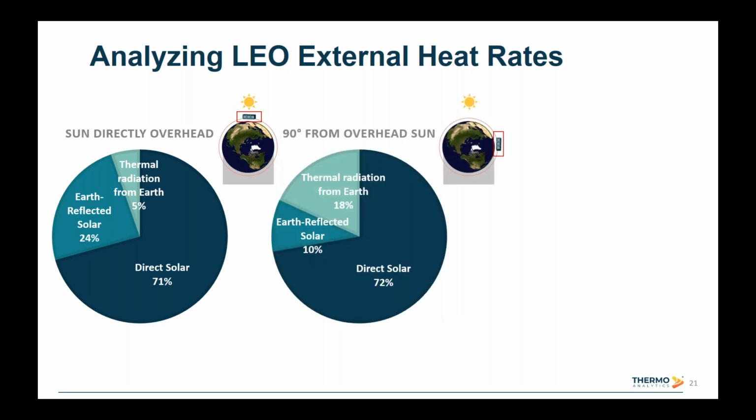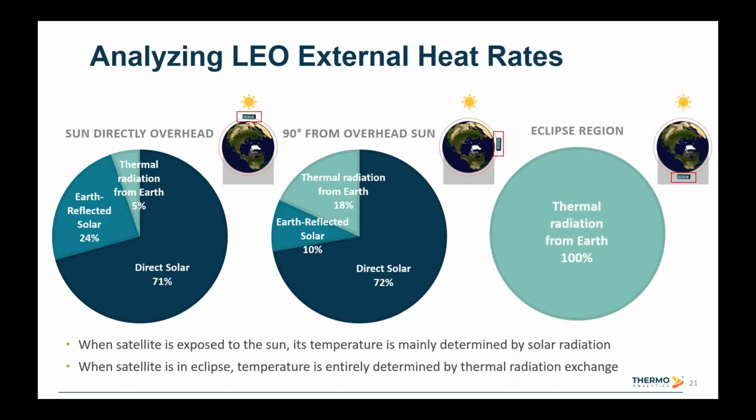A little bit later, when the payload has orbited and is 90 degrees away from that collinear geometric relationship, we see that the thermal radiation from Earth starts to play a bigger factor. And once we get 180 degrees away and the payload is sitting directly in that eclipse region, the thermal radiation is going to dominate due to the fact that it's in the shadow region.